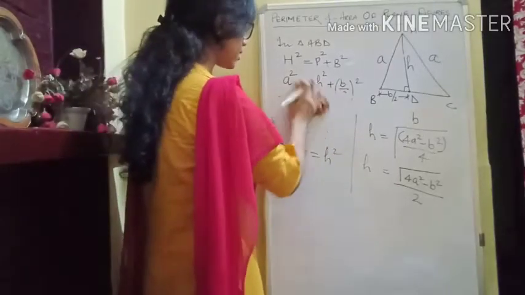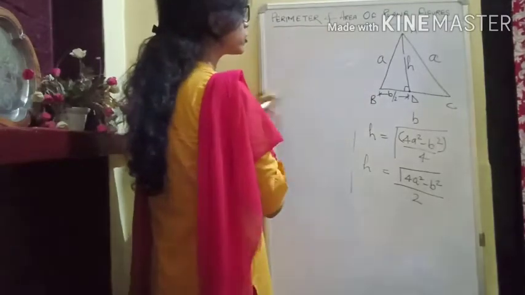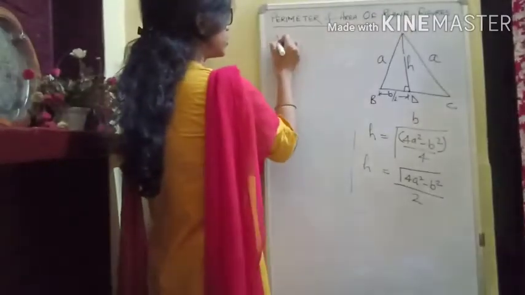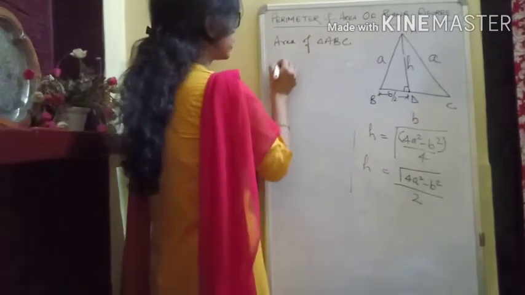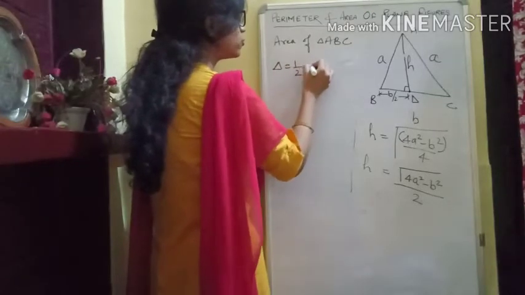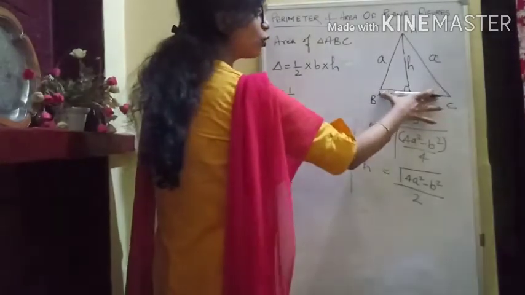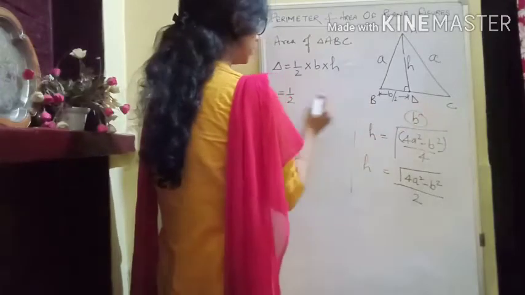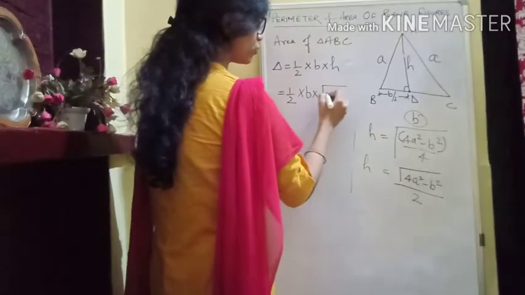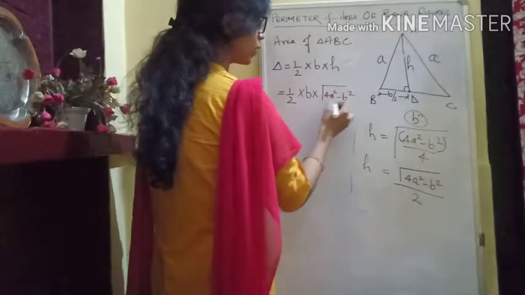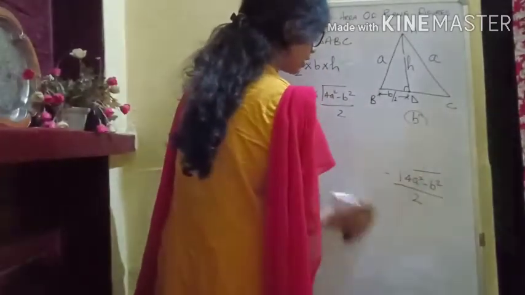Now using this height and now that we know the base, we can apply the formula to calculate the area. Area of which triangle? ABC, this whole triangle. We are calculating area of triangle ABC. Now the area is half into base into height. Half. What is your base? This whole thing, this b, and the base is given as b. So, base into height. We have this height, that is square root of 4a square minus b square upon 2. Mind that 2 is not in the square root. 2 we have taken out.